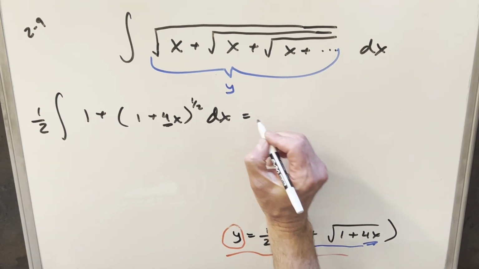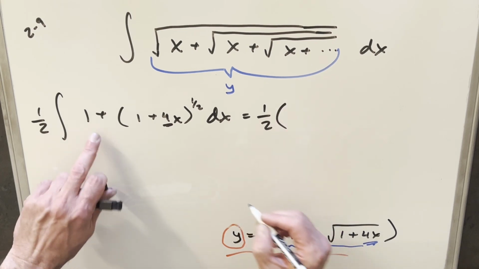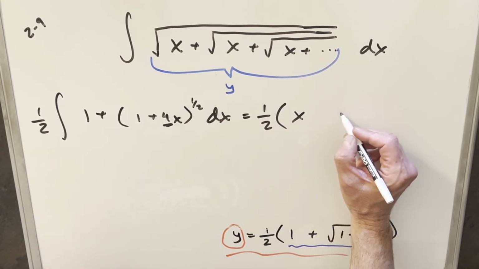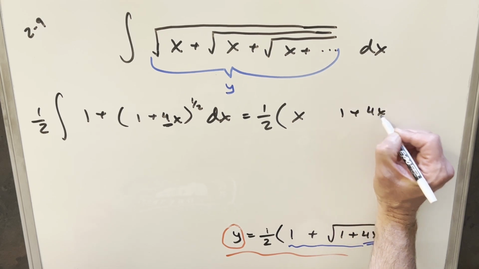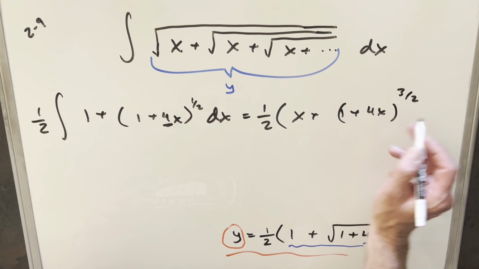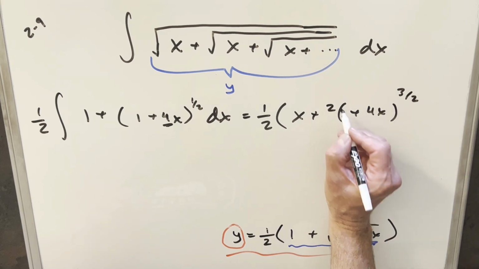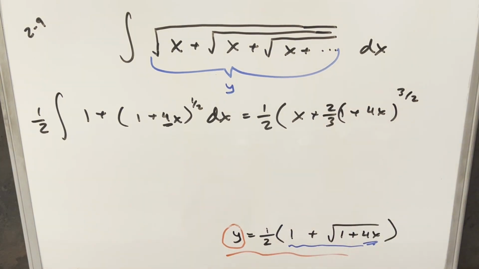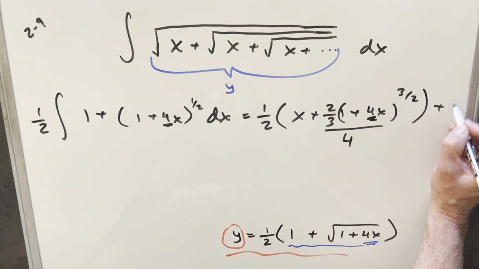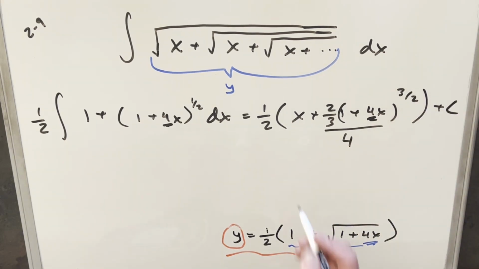So going ahead with this and integrating, we've got our 1/2 out front. Integrating 1 is going to give me x. Then integrating here, first with power rule, we're going to have 1 plus 4x. Adding 1 in the exponent, we get 3/2. Then we're going to need to multiply the reciprocal out front, which is going to be 2/3. And then for this 4 right here, I'll just divide off a 4, and we're going to need a plus c. But I think I will clean this up a little bit.